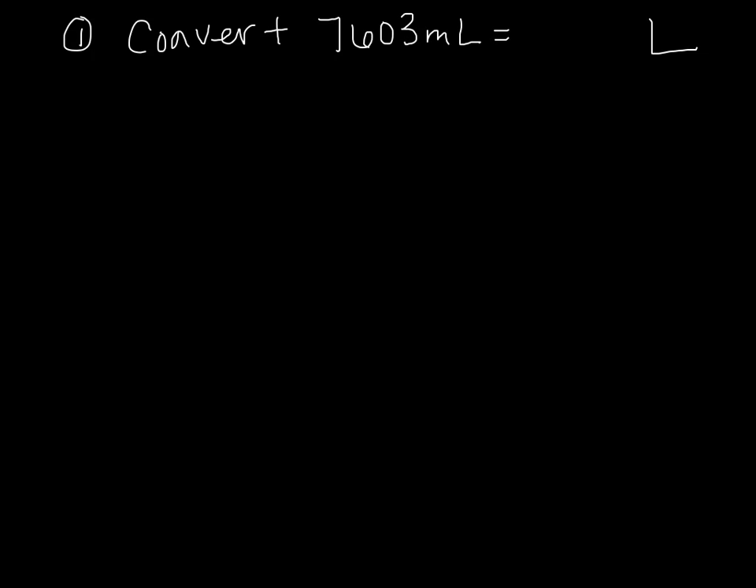Okay? So I want the decimal point to move 1, 2, 3 spots. So I know I need to do something by 1,000. Okay, so if I move it back 1, 2, 3, all I have to do is go 1, 2, 3. And I know that it is 7 and 603 thousandths liters.